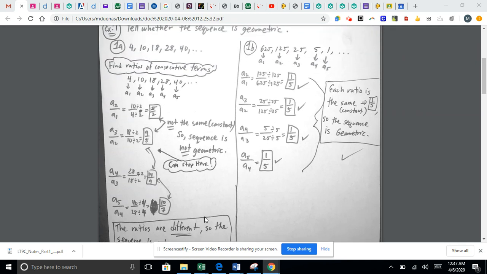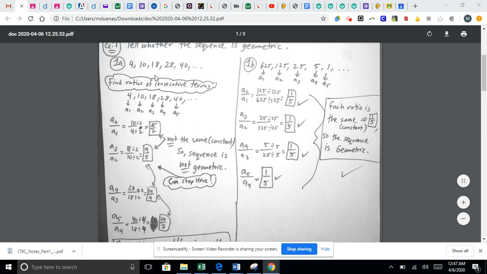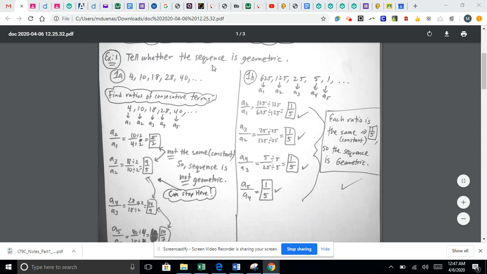Okay, so that's 1A. We're going to do one more to see if it's a sequence. The sequence is geometric. So let's take a look at 1B here on my right hand side. As you can see, we have 625, 125, 25, 5, and 1, and then dot, dot, dot, meaning it continues on with the pattern.